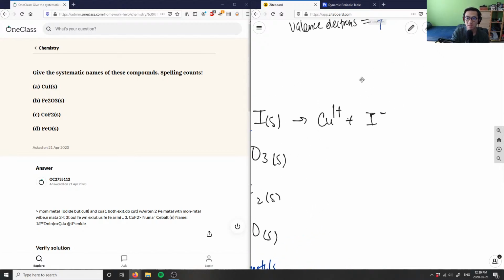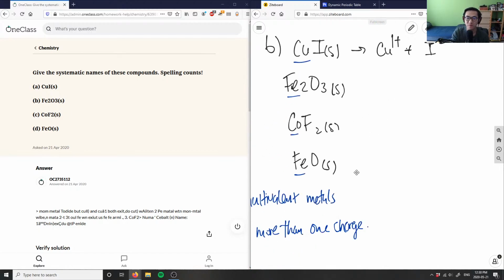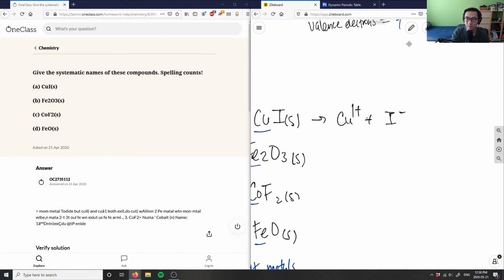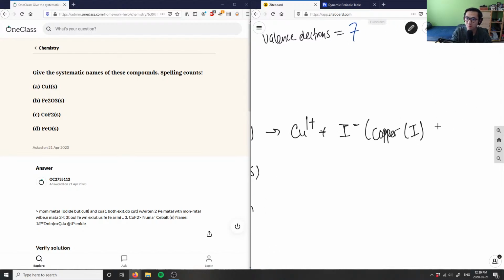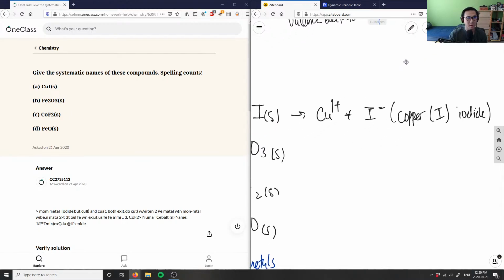So I can easily figure out the naming, because once I figure out the charge of copper, this is an easy name. This is simply copper. So I can name this and say it's copper. Let me use brackets here. So this is copper, and then I put the charge here, which is 1. So copper(I), and the iodide for the naming of iodine. We just drop the -ine and change it to -ide. So copper(I) iodide is our solution for the first problem here.